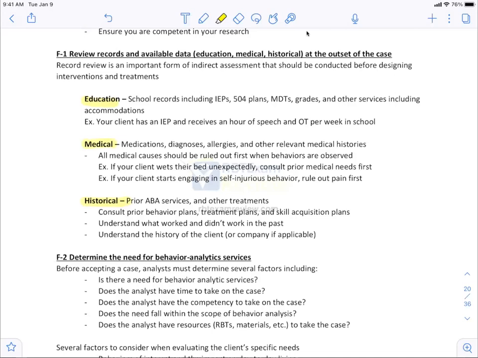And then historical. So we want to know the history. Did they ever get prior ABA services, which might be the most important, okay? What were those services like? Did the family like it? Did the child enjoy it? What was the behavior plans like? What were the treatment plans like? We're never going to reuse these plans, okay? Everything we do should be of our own making. We're not going to plagiarize, but this can help us guide our services, what worked, what didn't work, what was reinforcing, what was punishing. Okay, the history of the client is extremely important. And part of that is understanding the records and available data at the outset of the case. Very straightforward, very common sense, but those are the 3 main categories they're going to wonder about on your exam.